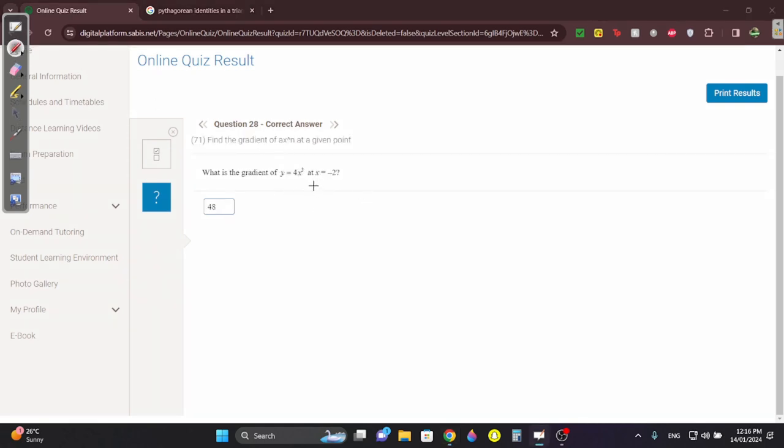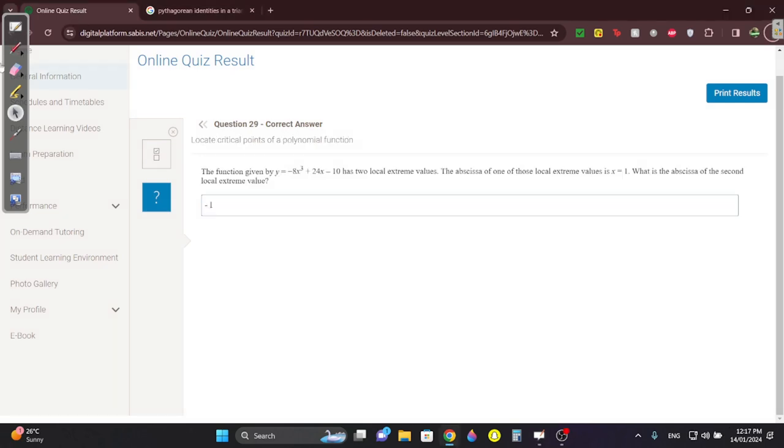Here they're asking for the gradient again. How do you find the gradient? Substitute the point into the derivative. So let's find our dy over dx first, the derivative of 4x cubed. You multiply 3 by 4, it's 12. Reduce the exponent by 1, it's going to become x squared. So this is my derivative, dy over dx. Now substitute x equals negative 2. It'll be 12 times negative 2 squared. Negative 2 squared is 4. 12 times 4 is 48.